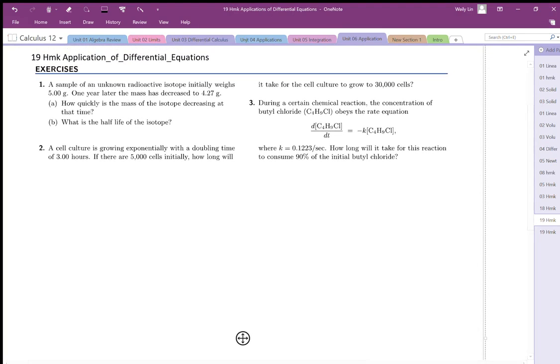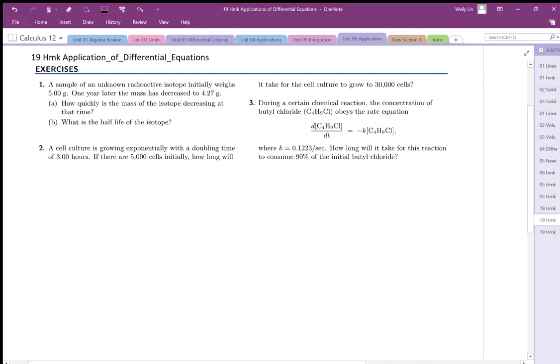Question number 3 says that during a certain chemical reaction, the concentration of butyl chloride obeys the rate of reaction: the rate of change in the concentration is equal to negative K times the actual concentration value. And they give you a K value here. So again, if you take a look at this differential equation, it is based on exponential growth.